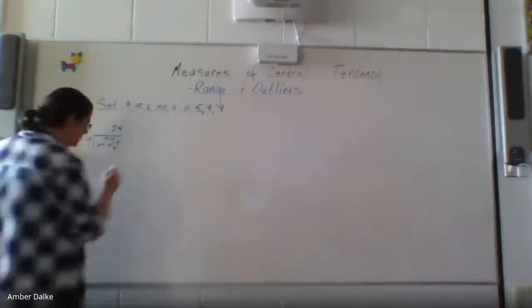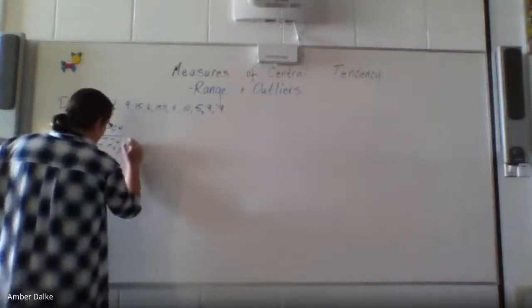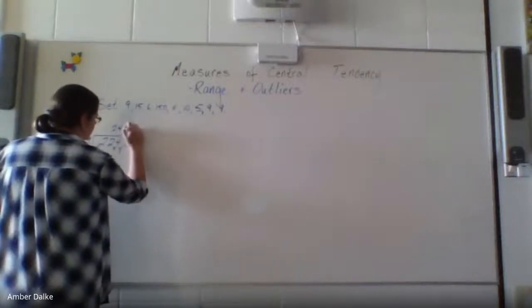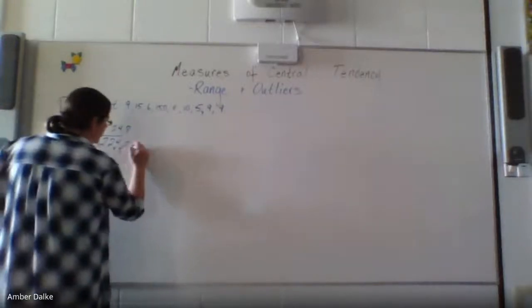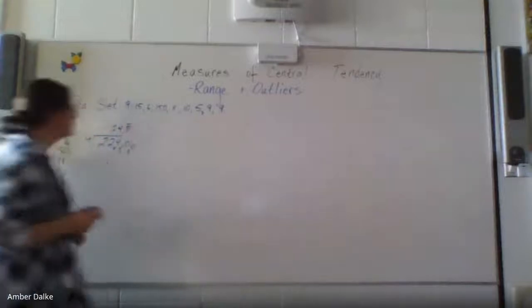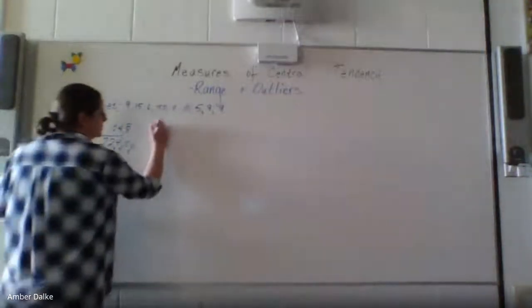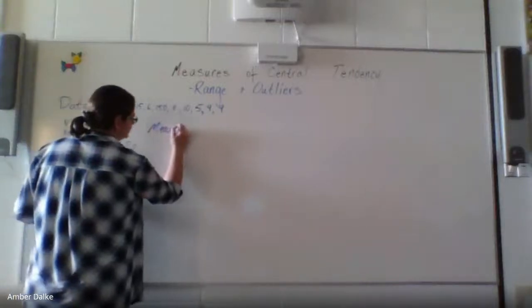44 minus 36. We get 8 left over. 9 fits into 8... 8 times. That's 72. Oh, and we end up with a repeating decimal. So we end up with 24.8 as our mean. Okay. So our mean here is 24.8.